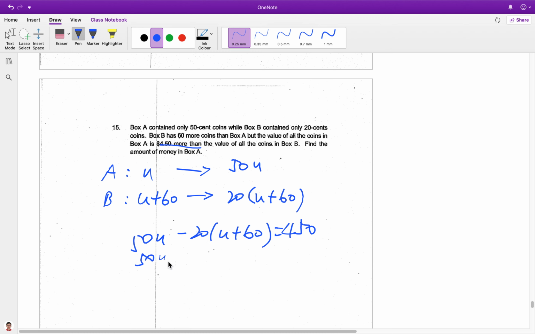So 50 U minus 20 U. Here, because there is a bracket, if we want to remove it, we need to change the sign. Minus 1,200. So I have 30 U equal to minus 1,200 moved to this side, becomes positive, so 450 plus 1,200 gives 1,650.